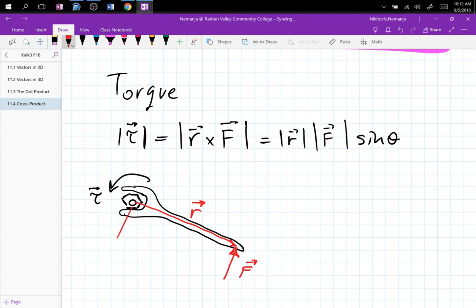Breaker bars are very long because, well, you would know, since you're restoring cars. The breaker bar is very long because the more of the radius, the longer the handle, the more force you can apply, because the number over here that you're multiplying is bigger.